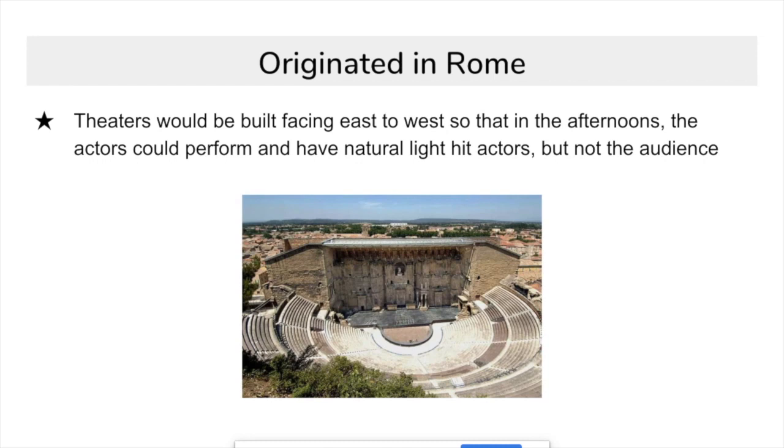So a little bit about the history of stage lighting. Like a lot of things, it originated in Rome, and theaters would be facing east to west, so that in the afternoons when plays were going on, actors could perform and the natural light would hit them. So that was the first way to really use lighting in theater, and it wouldn't affect the audience. Kind of like how, I know all theaters are different, but at the Sage Theater, all the lighting comes from up high and above the audience, so it doesn't shine in their faces. We have some lighting on the ground, but most of our lighting is above the audience, so it doesn't get in their faces, kind of like how they did it in Rome.